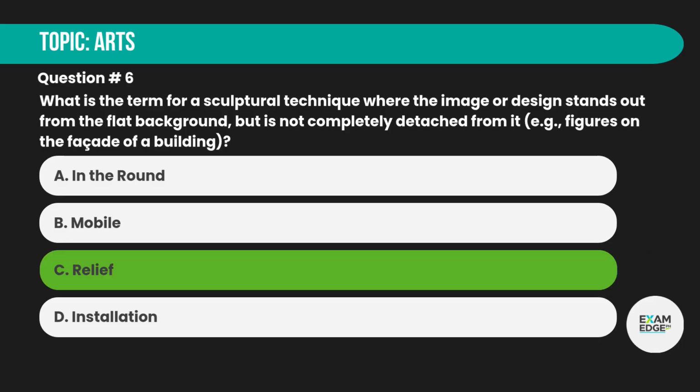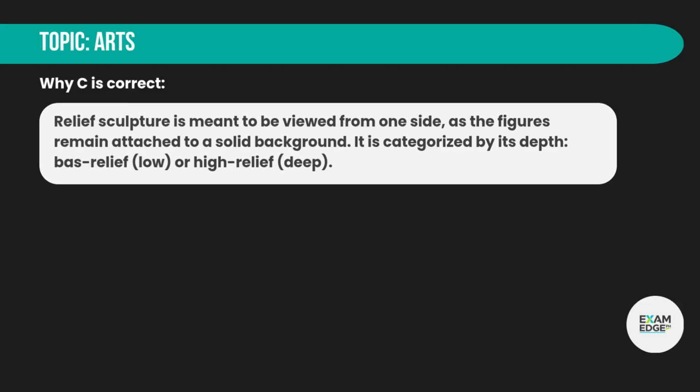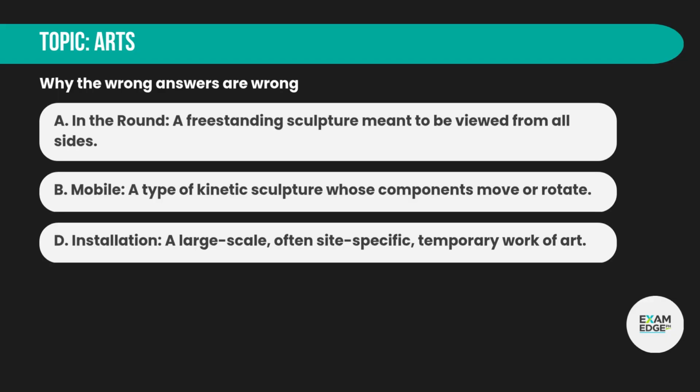Correct answer: C. Relief. Why C is correct? Relief sculpture is meant to be viewed from one side, as the figures remain attached to a solid background. It is categorized by its depth: bas relief, low, or high relief, deep. Why the wrong answers are wrong?